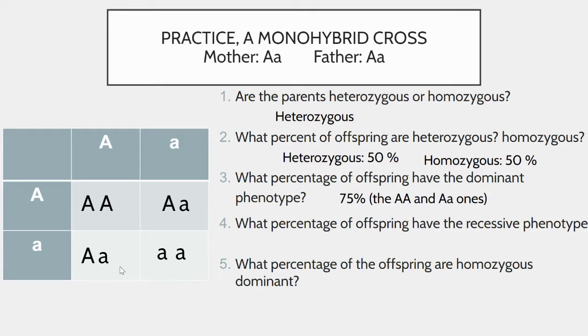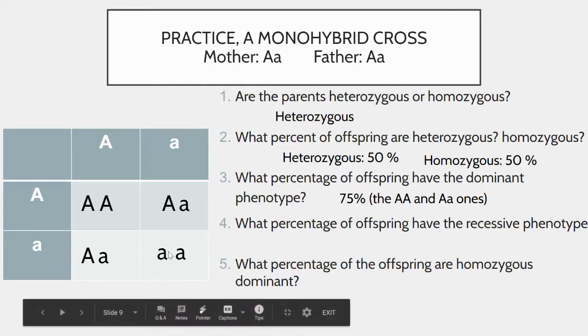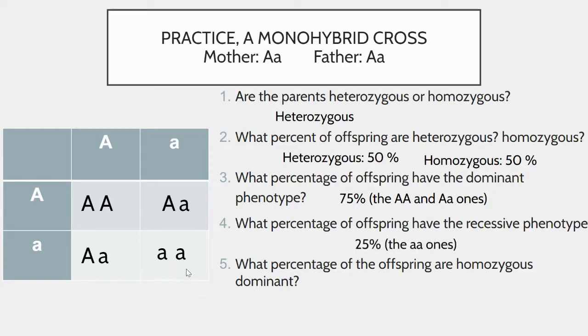What percent of the offspring have the recessive phenotype? Which ones would look recessive? Well, that's only going to be the little a, and that's 1 out of 4, so 25%.